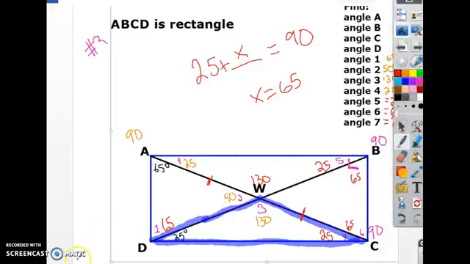So make sure you pause this video if you need a little more time to copy this down, and then we'll be looking at example number 4.